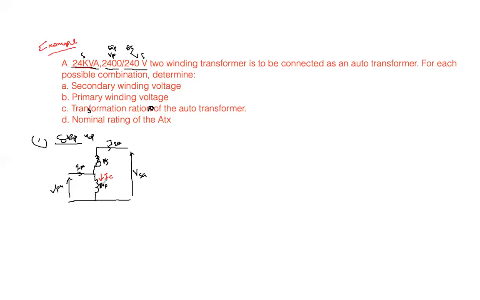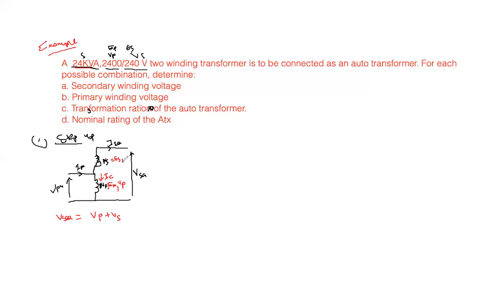Okay, so let's answer the questions. On NP here we have EP, and here we have ES. So what is the secondary winding voltage of the autotransformer? That is VSA, and it is going to be equal to the sum of these two: VP plus VS. Remember, here we have EP, which we can call VP.